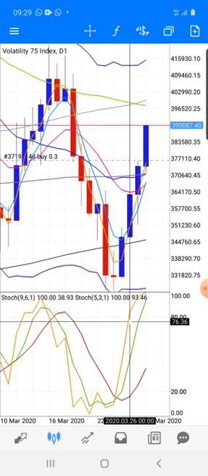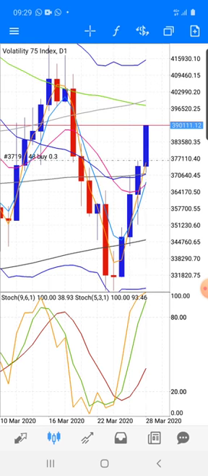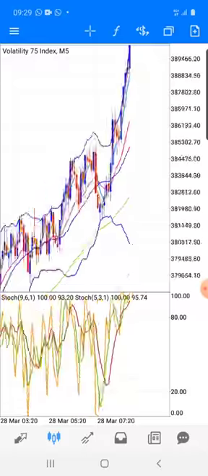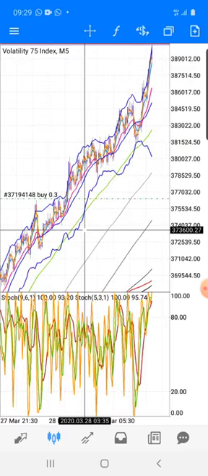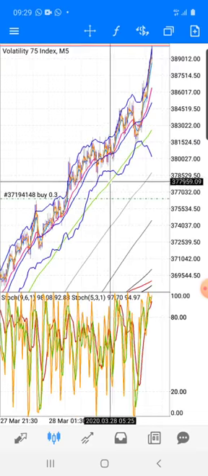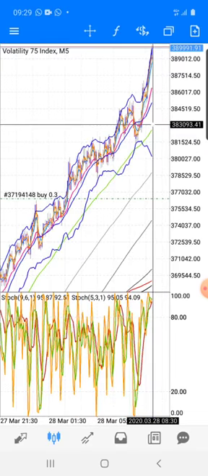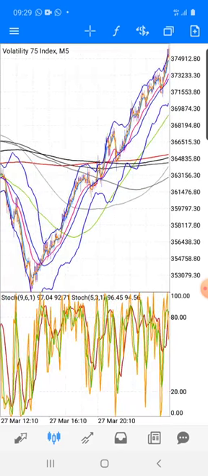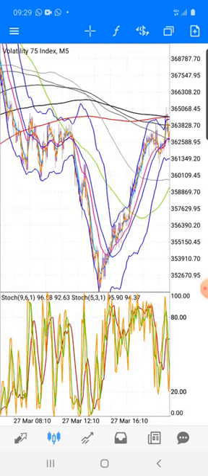The green line on the stochastic is pointing up. I'll go straight to my 5 minutes and I'll look for the green moving average. The green moving average too is still pointing up. Do you see that, guys? So I can just check the greens.